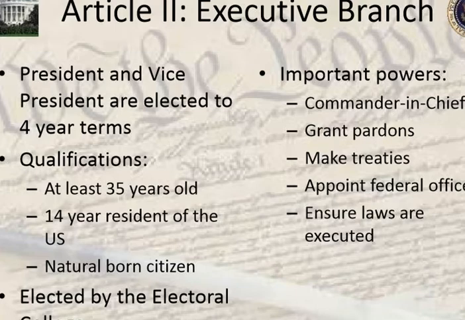But they appoint federal officers like the Secretary of Defense, the Department of Homeland Security, those types of positions, the Secretary of Education. They appoint federal judges, which then have to be confirmed by Congress. But they ensure that the laws passed by Congress are executed.